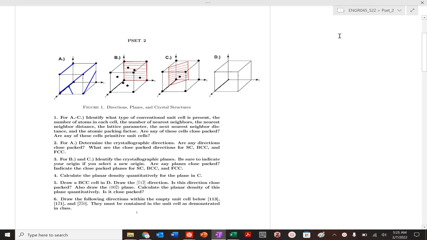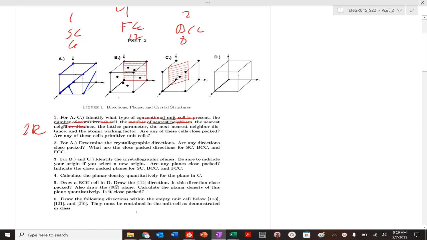So for A through C, I identify what type of conventional unit cell is present: simple cubic, we've got FCC, we've got BCC, and we've got nothing there. Number of atoms, 1, 4, and 2. Number of nearest neighbors, 6, 12, 8. Nearest neighbor distance is always 2r.